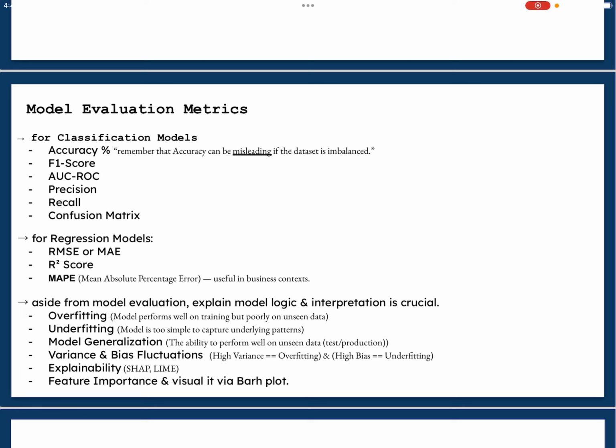Aside from model evaluation, explaining model logic and interpretation is crucial. We have overfitting, underfitting, model generalization, variance, bias fluctuation, or the variance and bias trade-off. We have also explainability and feature importance, and visualization using barh or bar horizontal plot. Okay, so aside from the evaluation metrics, you need to consider these components as well.